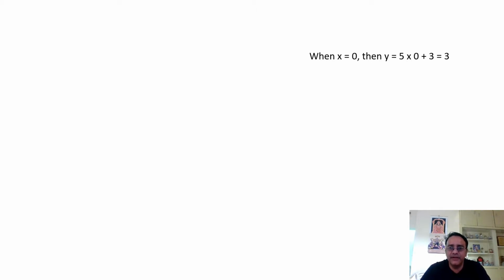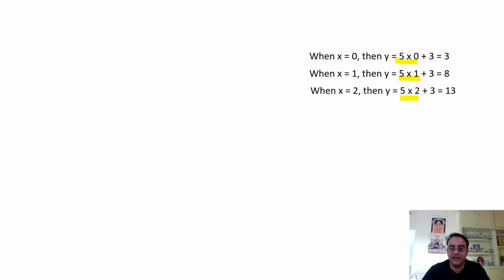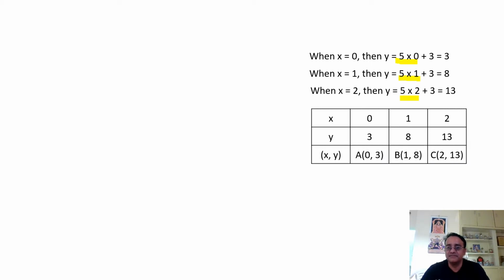So first value, when x is equal to 0, x के जगह पे 0 substitute करेंगे. So 5 into 0 is 0, plus 3 is 3. So this is the first point, (0, 3). And when x is equal to 1, 5 into 1, that is 5, plus 3 is 8. And when x is equal to 2, 5 into 2, that is 10, plus 3, it is 13. So we'll get these 3 points: (0, 3), (1, 8), (2, 13). Now what we will do, we will plot on the graph paper.